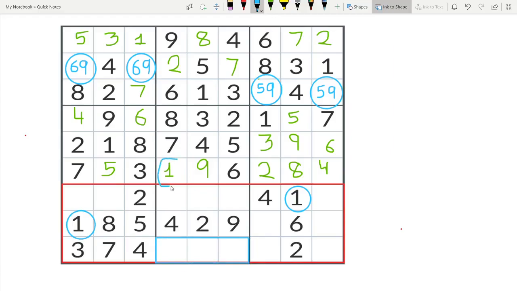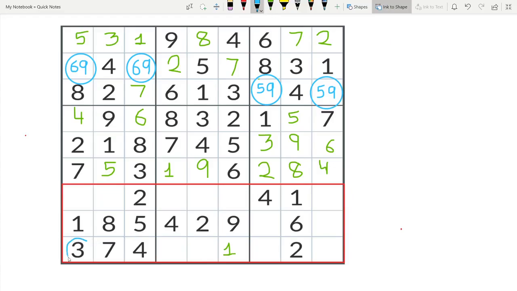I see number 1 that we earlier identified in this column. So this cell is not an option. Another number 1 in this column. So this cell is also not an option. So I can safely put number 1 for the bottom row over here. Moving on to number 2. What I noticed is that number 2 is already covered for all the 3 rows. So no action required.